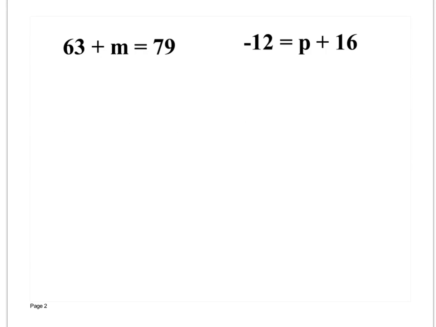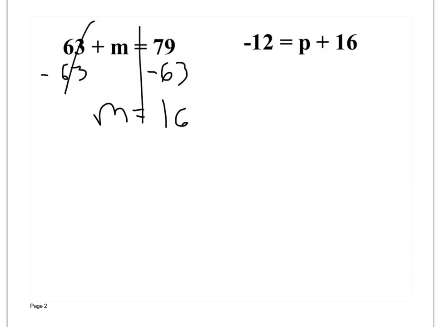Write this down. All right, we have 63 plus m equals 79. So I look at what's being done to m. I do the opposite. I'm adding 63, so I subtract 63 from both sides. What I do to one side, I have to do to the other. 63 on the left cancels. 79 minus 63 is 16. So m is 16.